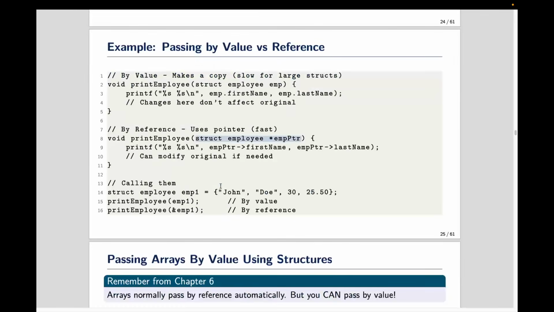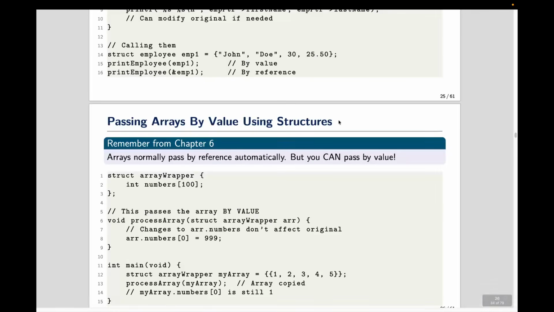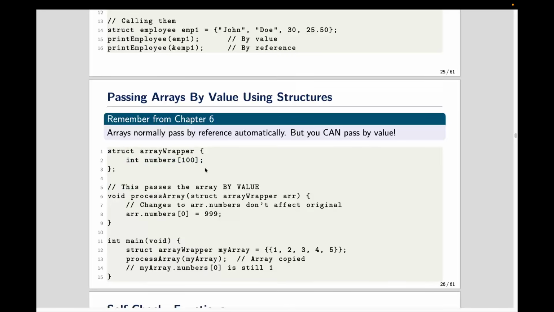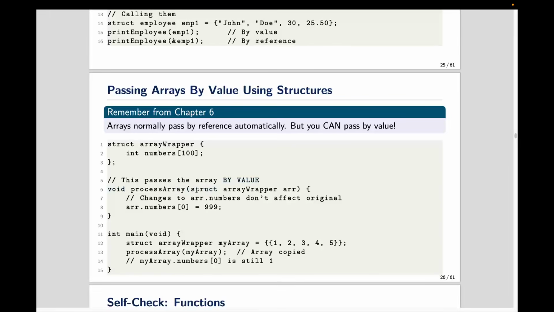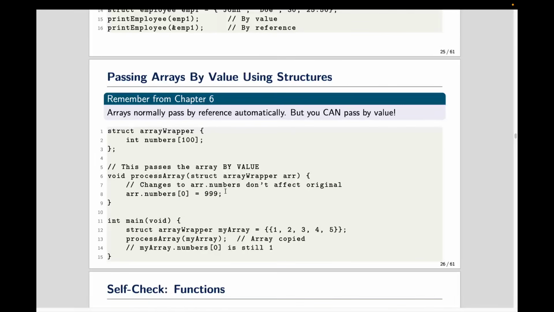Then next thing, very important, passing arrays by value using structure. You can do that even as well. For example, let's say you have a structure and inside it, you have an array of 100 numbers from 0 to 99. So here you are going to process an array. So here you send struct array_wrapper arr. You are just sending the structure copy. So changes to arr.numbers don't affect the original. So if you are going to do something like this, it will not happen. But if you are going to send a pointer, then you can do that.